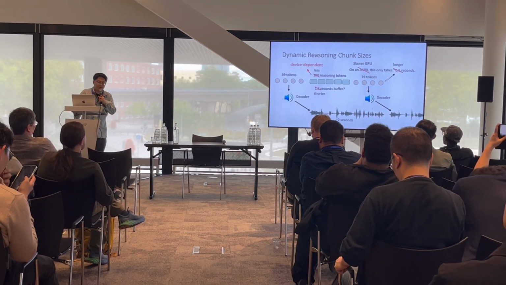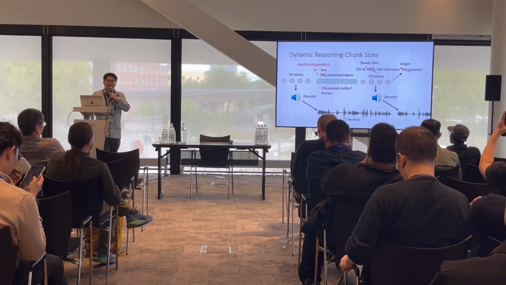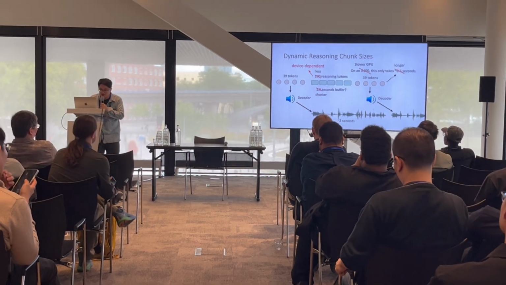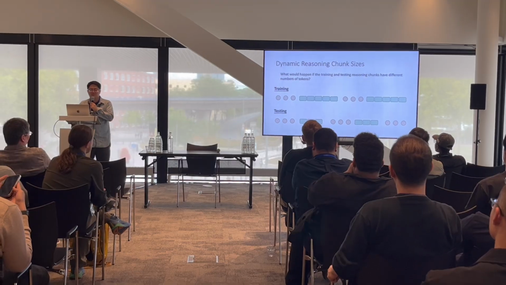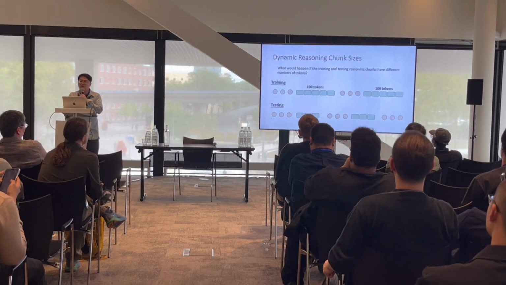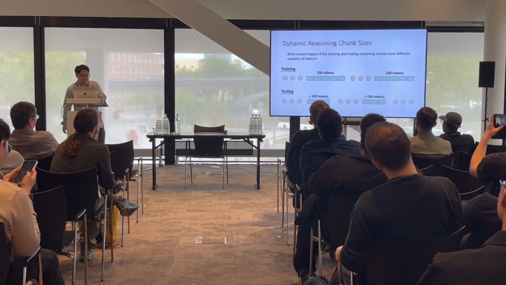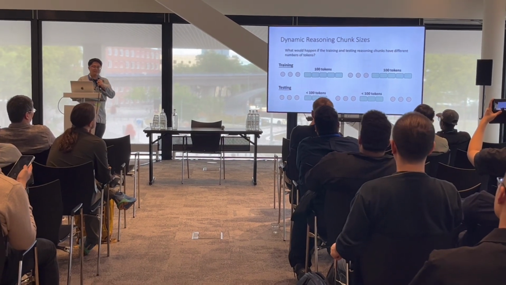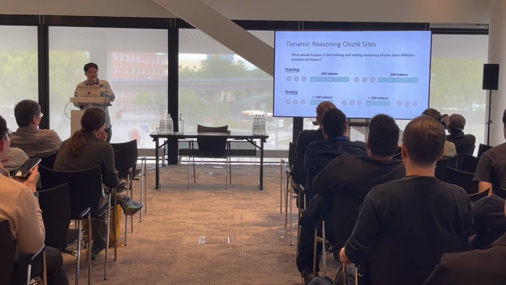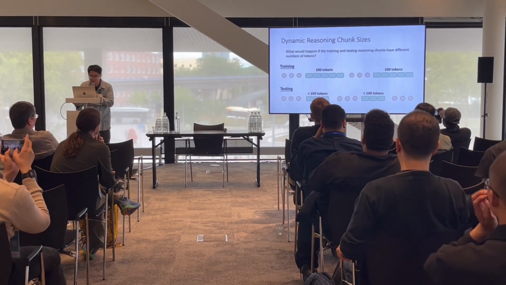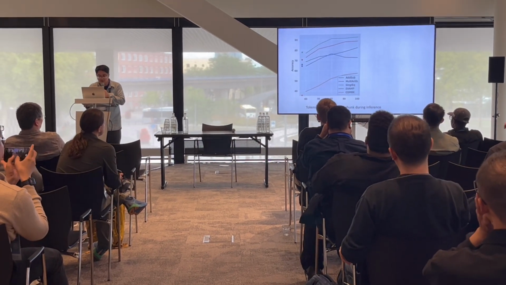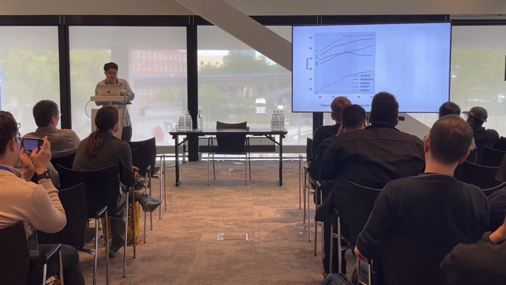So we want to know what would happen if, during the inference time, we change the size of the reasoning chunk. During the training time, the reasoning chunk always has 100 tokens. But during the testing time, during the inference time, we try different reasoning chunk sizes to see how much performance it would degrade. So this is the performance. Each line corresponds to a different corpus.